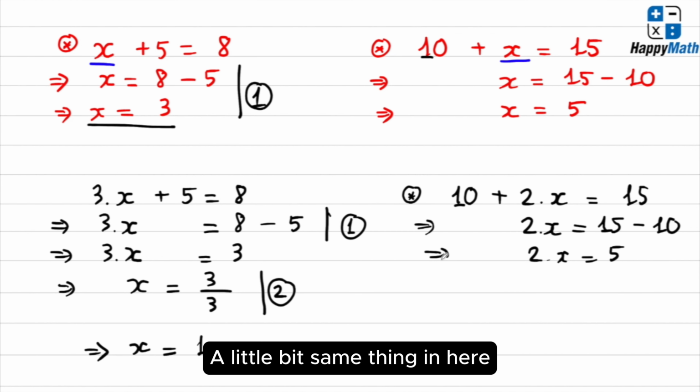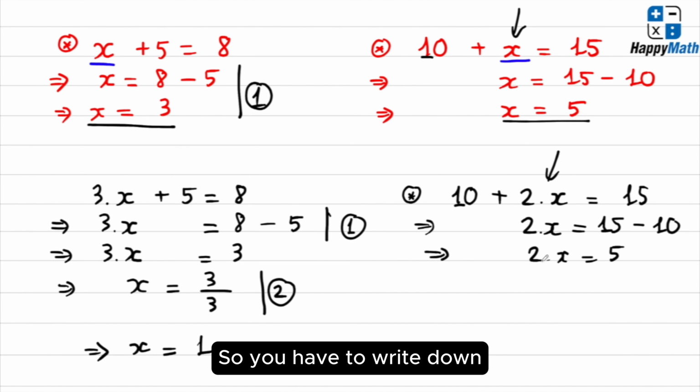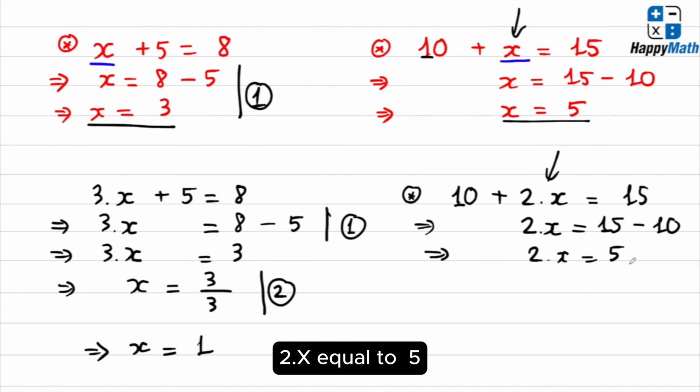A little bit the same thing in here, you got x equal to 5, but in this one you have 2x, so you have to write down 2x equal to 5.